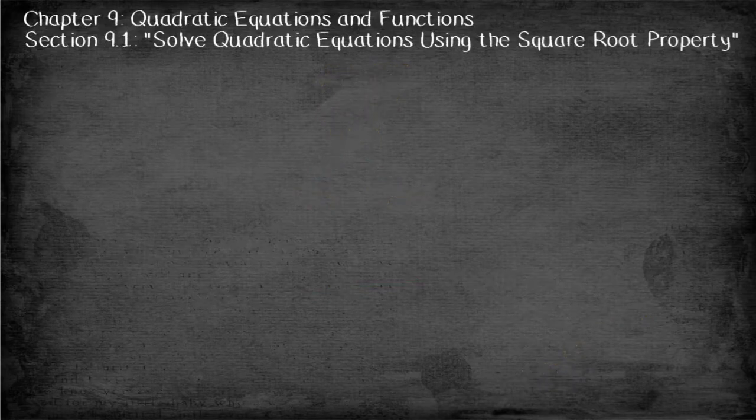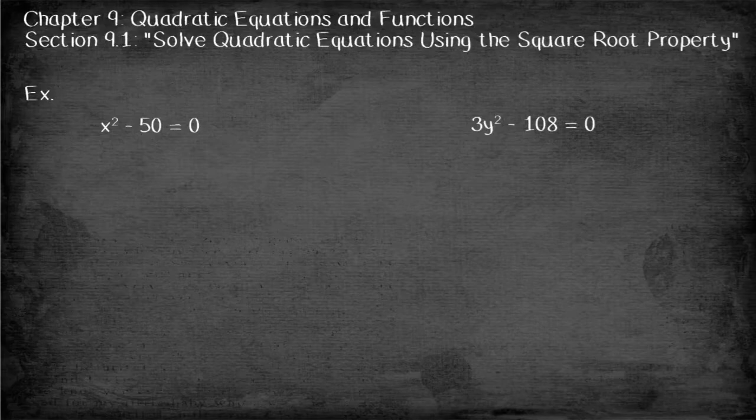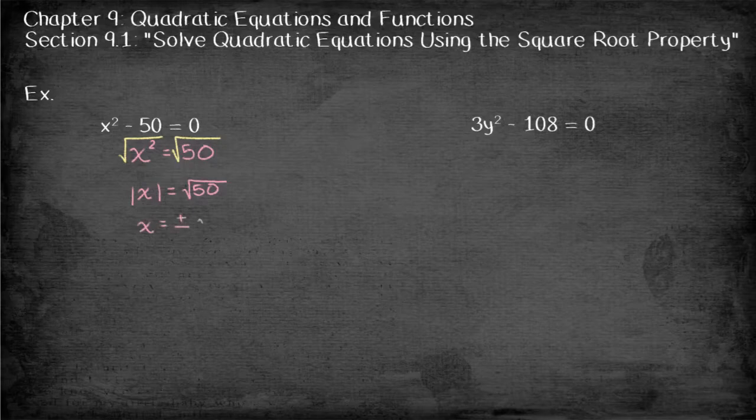All right, so for some examples, what we're going to do is use the square root property to solve these guys. So first up, we have x squared minus 50 equals 0, and what we want to do is get the squared term by itself on one side. I can do that by adding 50 to both sides. And then I'm going to take the square root of both sides. So we have the absolute value of x is equal to the square root of 50, which means that x is equal to plus or minus the square root of 50. And we want to make sure that everything's completely simplified.